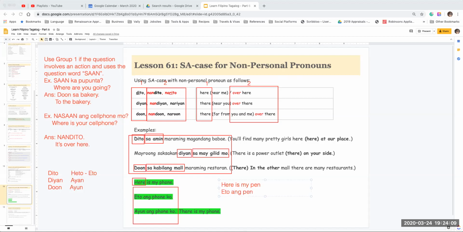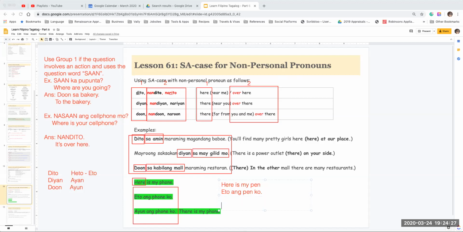Okay, what is my? Like my phone here, you see? My means ko. Okay? Yes, so that's a possessive noun. My pen is a possessive noun, right? So, eto ang pen ko.